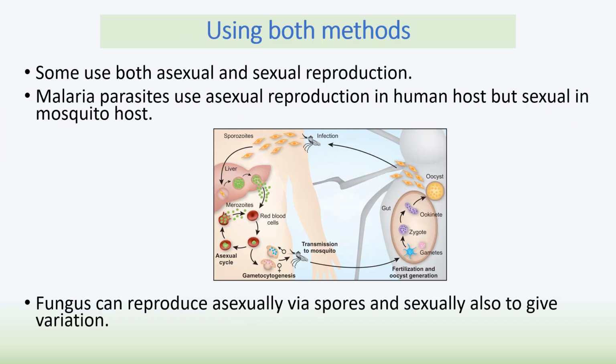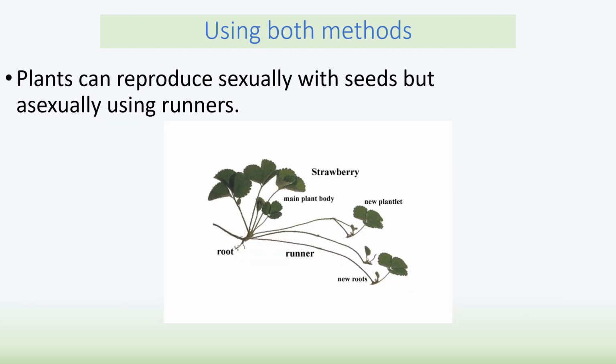Some organisms use two different methods. They use both sexual and asexual reproduction. The malaria parasite, or Plasmodium, uses asexual reproduction in human hosts, but sexual reproduction in the mosquito host. Fungi can use a variety, making spores both asexually and sexually. Plants do both as well, so they can use pollen to reproduce sexually, but produce runners such as this strawberry plant here to produce new plantlets asexually.